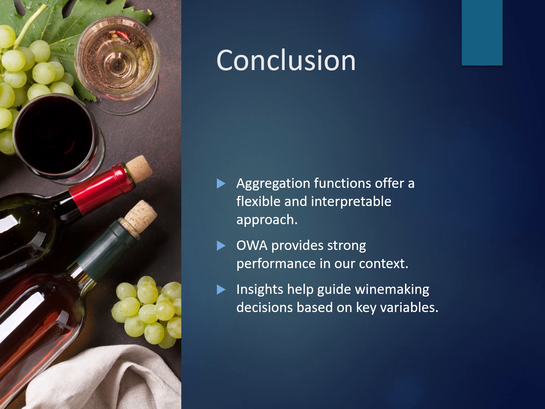To conclude, using aggregation functions enabled effective analysis of wine quality. OWA turned out to be the best performer. These results can guide producers in optimizing quality based on measurable properties like alcohol and chlorides. This methodology also shows potential for broader applications beyond winemaking.